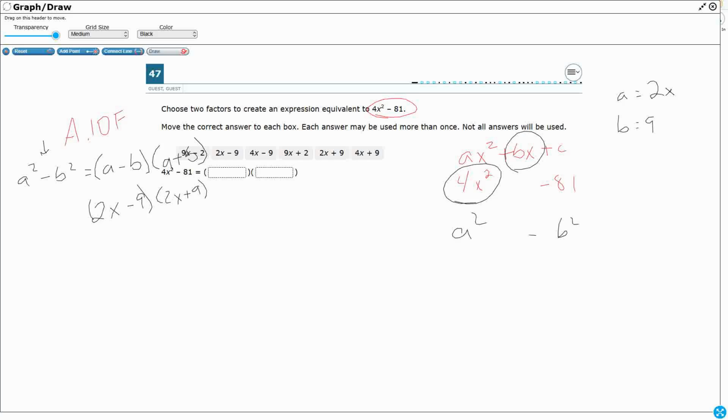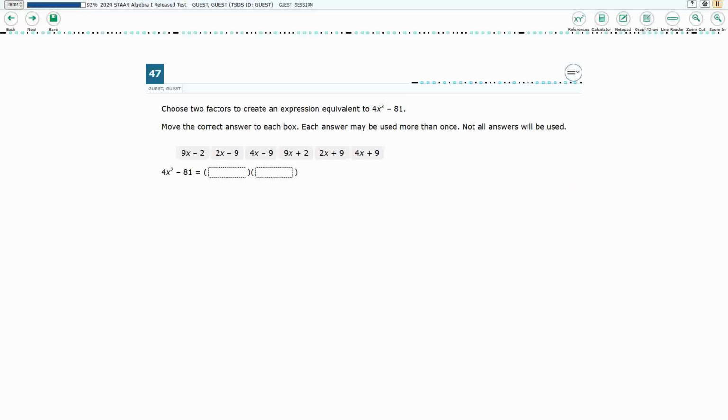Now, let's just verify. Let's FOIL this out. So I'm going to get 4x squared. I'm going to get a plus 18x. I'm going to get a minus 18x. So that's how you get rid of both of those, and then you get a minus 81. So we're back to where we started. So it's 2x minus 9, 2x plus 9. It doesn't really matter in which order you put these. It will accept either combination as to whichever one's first, and that is our answer.